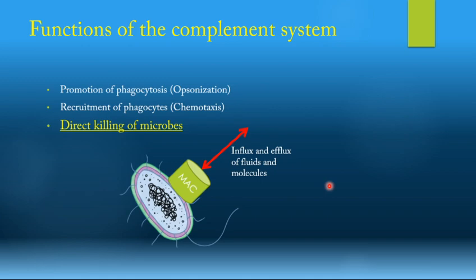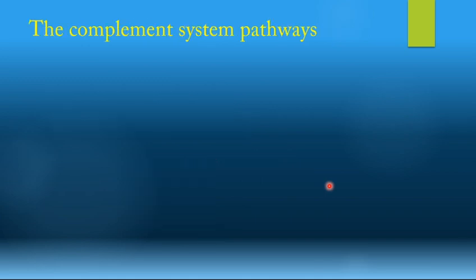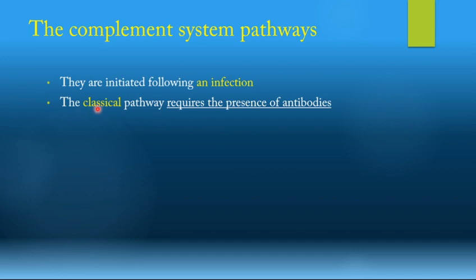system. Now let's talk about this direct killing of microbes in further details. So the complement system comes in three different pathways. All of these pathways are activated once infection occurs. So infection occurs, the complement system will be activated. The pathways have different requirements. So for example, the classical pathway requires the presence of antibodies.